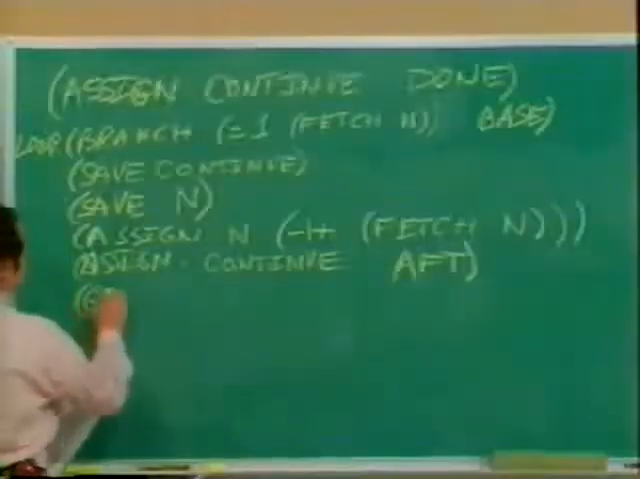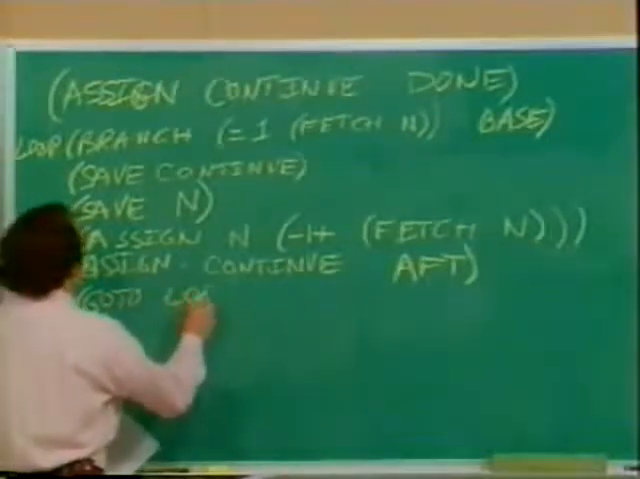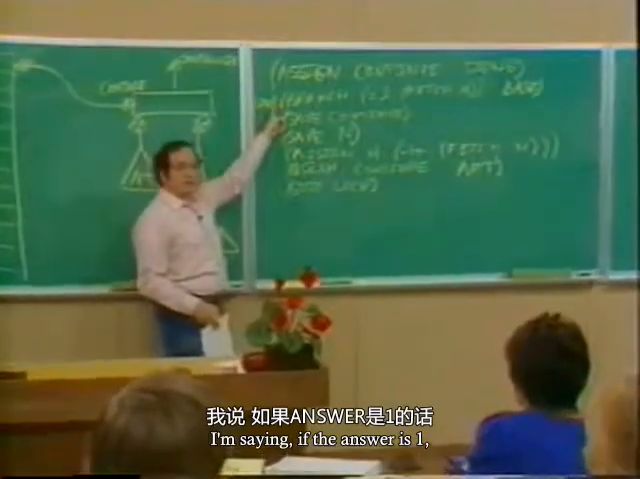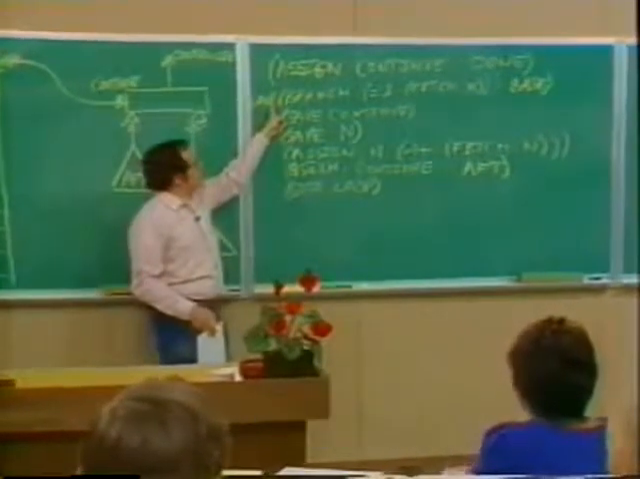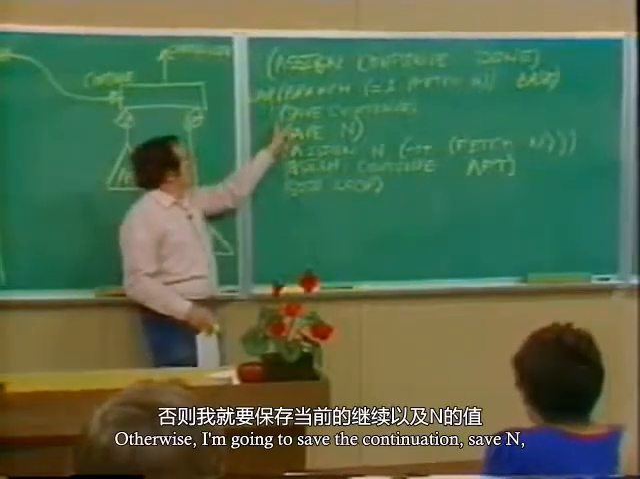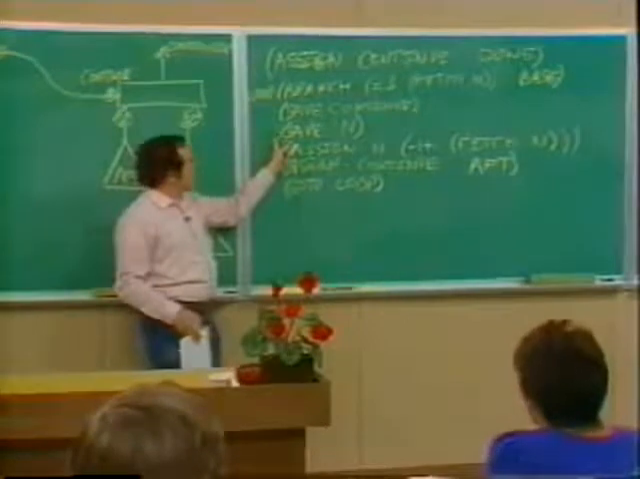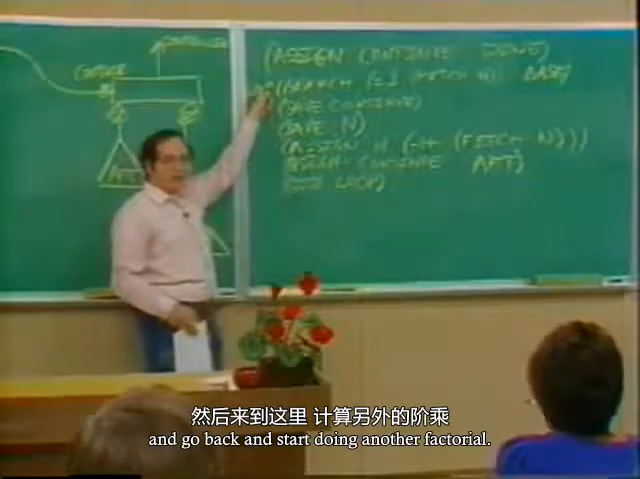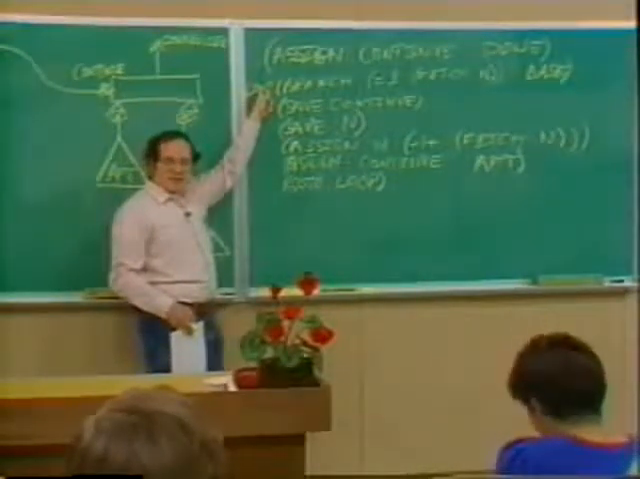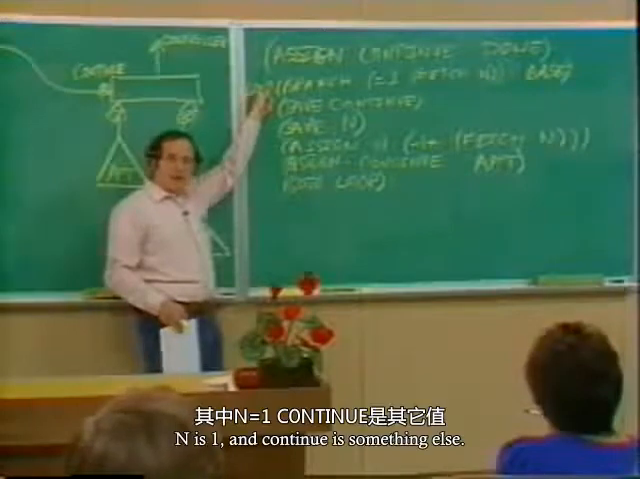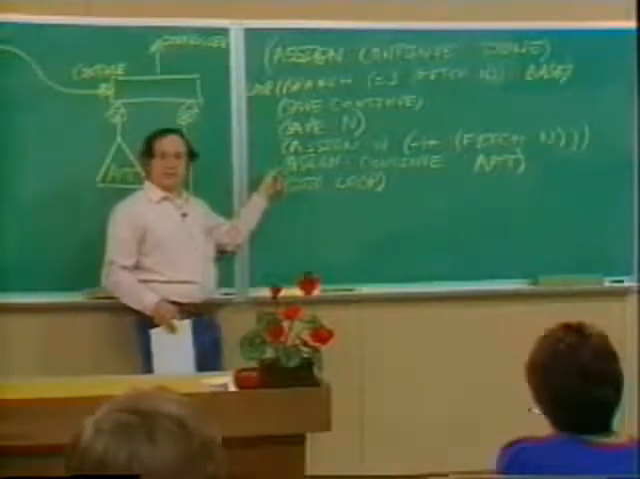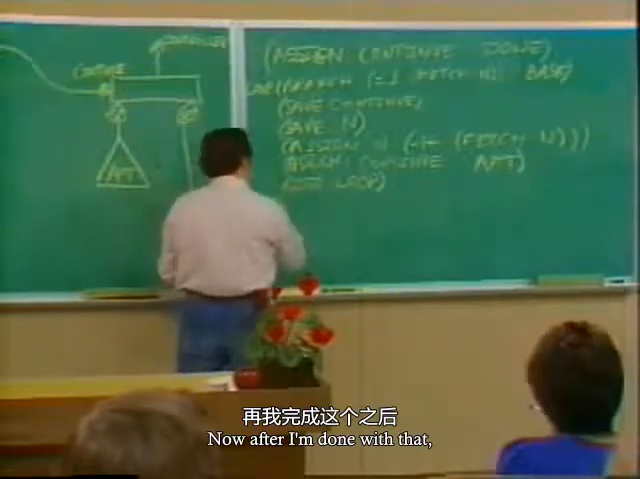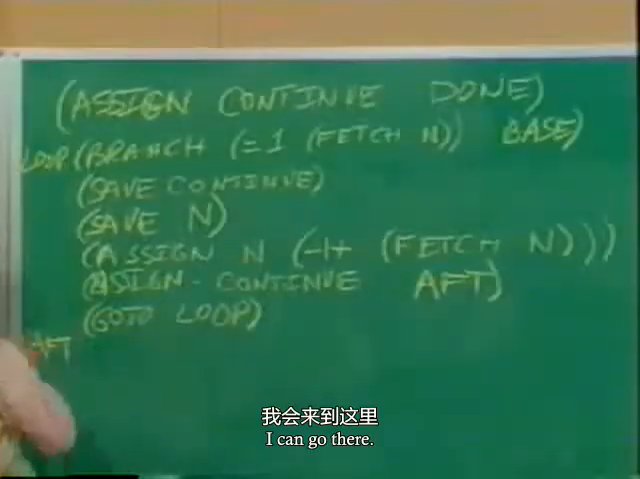And now look what I'm doing here. I'm saying if the answer is 1, okay, I'm done. I'm going to have to just get the answer. Otherwise, I'm going to save the continuation, save n, make n 1 less than n. Remember, I'm going to come back to someplace else and go back and start doing another factorial. Okay? However, I've got a different machine in me now. N is 1 and continue is something else. Okay? N is n minus 1. Now, after I'm done with that, I can go there.